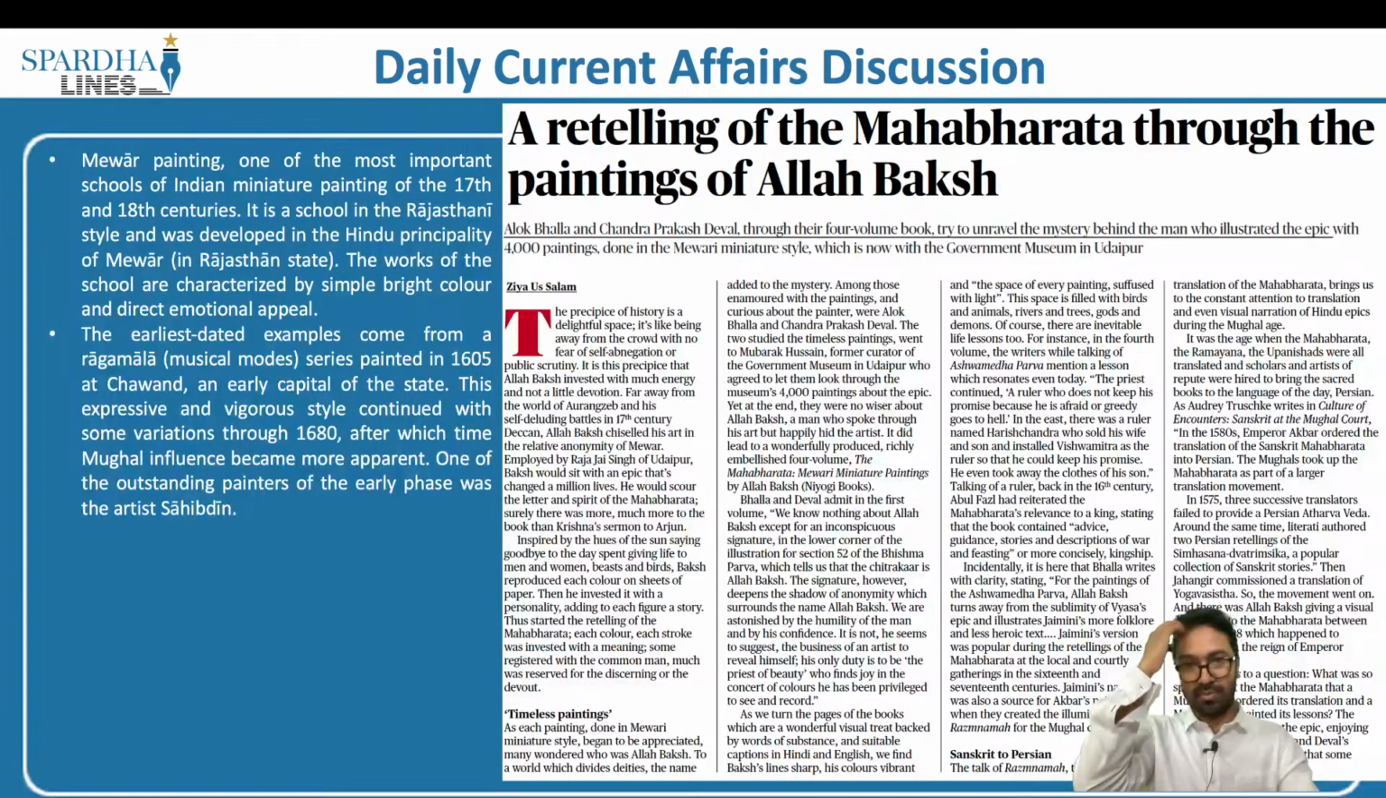This article here is speaking about what is called the Mewar painting. Why? Because this article has a reference to the Mewari miniature style. The Mewar painting is one of the most important schools of Indian miniature painting of the 17th and 18th century. It is a school in the Rajasthani style and was developed in the Hindu principality of Mewar. Where is it? In the Rajasthan state.